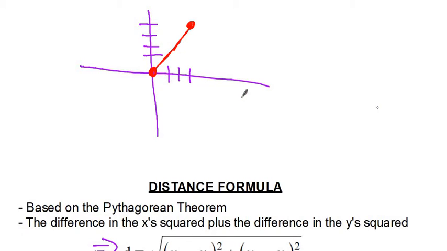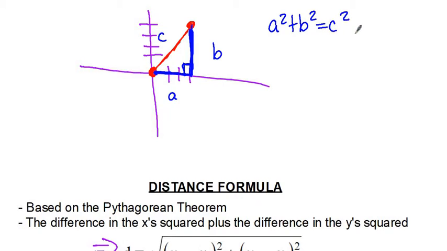Here's why. If you were to connect these points like you're about to see me do, you might be able to tell that that looks like a right triangle, right? Here's the right angle. And the Pythagorean theorem says that if this is a leg, and we'll call that distance A, and if that's a leg, we'll call that distance B. This is your hypotenuse, we'll call it C. The Pythagorean theorem says that A squared plus B squared equals C squared.